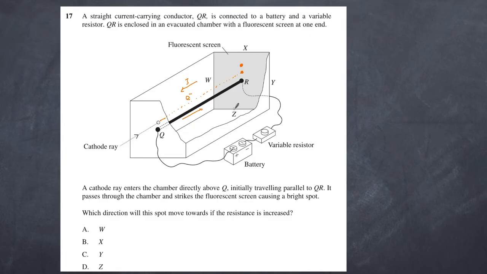But then, at an extra level of complexity, we're told that the resistance is increased. So if the resistance is increased, then the current in QR is going to decrease. And since the formula for the force over the length is proportional to the individual currents divided by the distance between them, then the force is going to weaken. So this spot is going to move downwards as the current decreases because the resistance is increasing. So therefore, the only possible answer is it's going to move towards Z, and D is our answer.